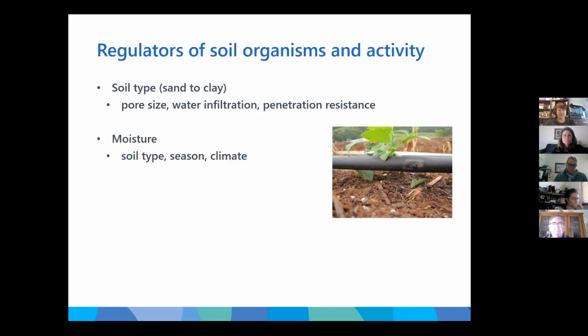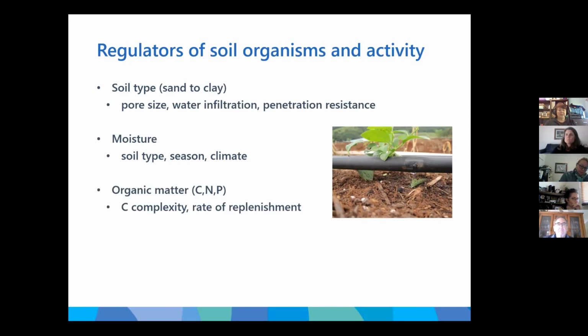Moisture is critical. Without water, you will not get organisms. And so moisture is related to soil type and how much water can infiltrate, and then season and climate. So moisture is very critical for activity and organisms' abundance. Organic matter, so this is carbon, nitrogen, phosphorus. So organic matter is microbe food. And so without food, you won't get any microbes.